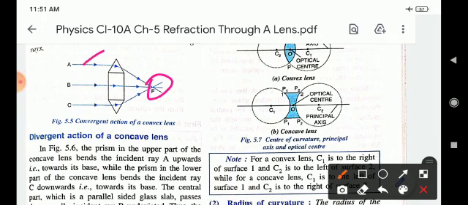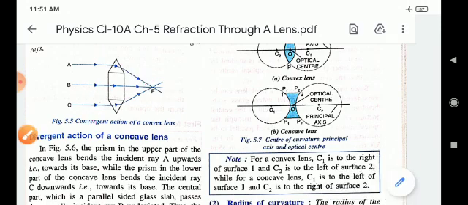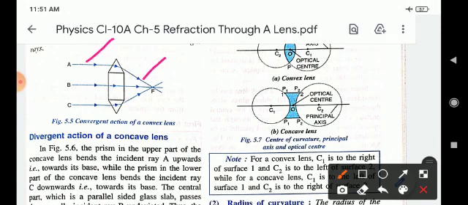The incoming rays are called incident rays, and the going rays are called refracted rays. So this is the incident ray and this is the refracted ray. Thus the set of prisms forming a convex lens converges the parallel rays to point F. Therefore, a convex lens has converging action on the incident light rays. This point is called the focus. So F is the focus.